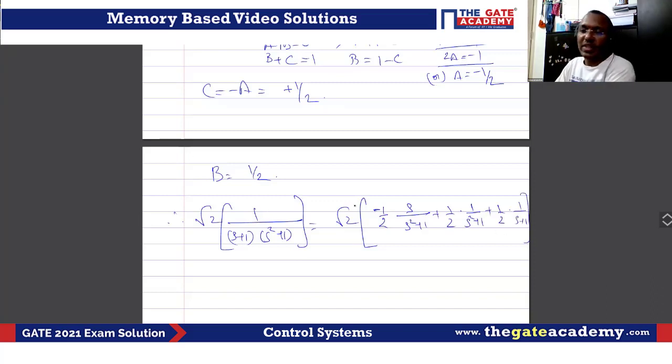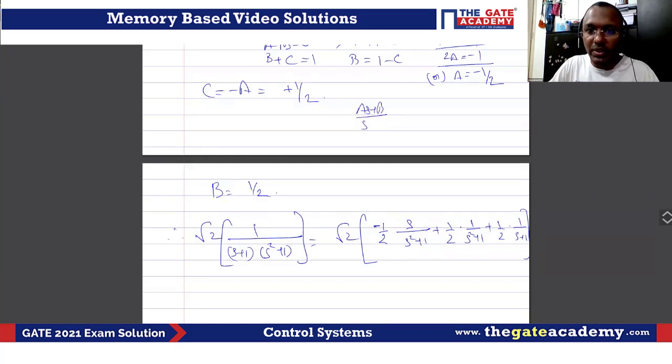Correct. So that s plus 1 by s square plus 1 also I am splitting as s by s square plus 1 plus 1 by s square plus 1. I am splitting that. So we had as plus b divided by s square plus 1, right?